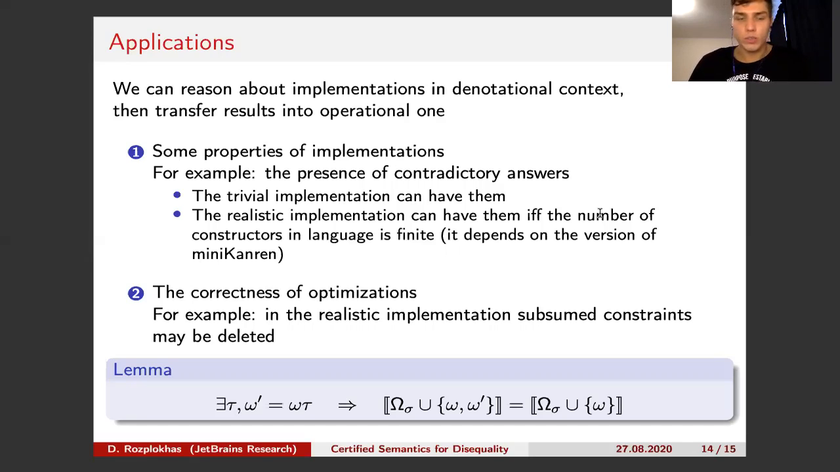Another useful example of a property that we can prove is the correctness of some optimization of the disequality constraint implementation. For example, there is a known optimization where, in the realistic implementation, we can discard some constraint if it is subsumed by some other constraint. And the following lemma justifies it, and this lemma is trivial in the denotational context.